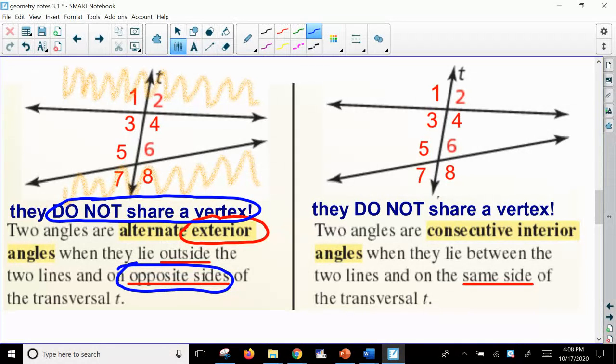Opposite sides do not have the same vertex. Got to be on the exterior. So that would be angle 1 and angle 8 are alternate exterior angles, angle 1 and 8. Also, angle 2 and 7 are alternate exterior angles. Alternate means they kind of switch sides. You feel me? And exterior is on the outside. So every time you hear the word alternate, think switch sides of the transversal. Okay?